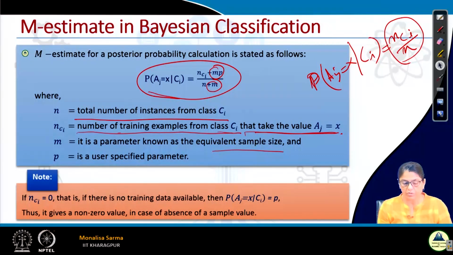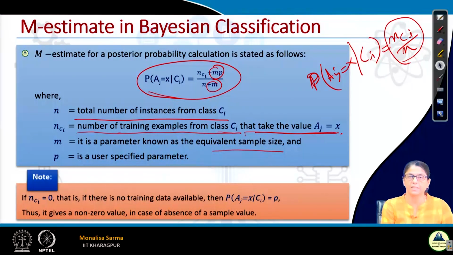So if my sample size is 30 and I have a total of 4 categories of class, then I take 30 divided by 4 and take the integer value of it. That is one of the heuristics for taking the equivalent sample size. Now next is P. P is very much a user-specified parameter, which we can consider based on the application. If it is a very critical application where we want a very precise answer, we can take a very small value of P. There are different heuristics for taking the P value.